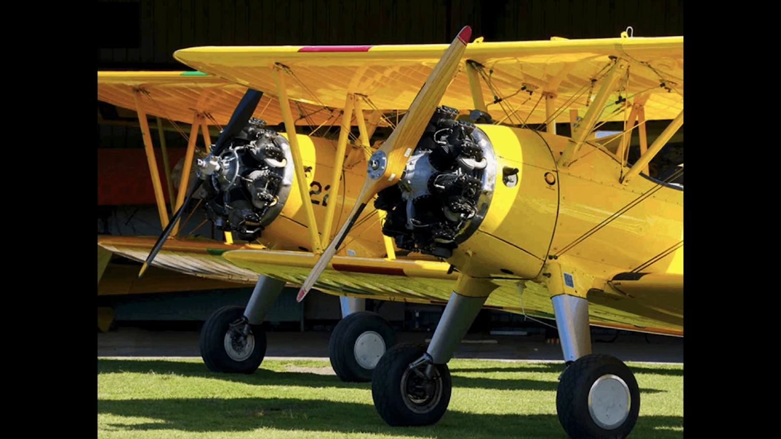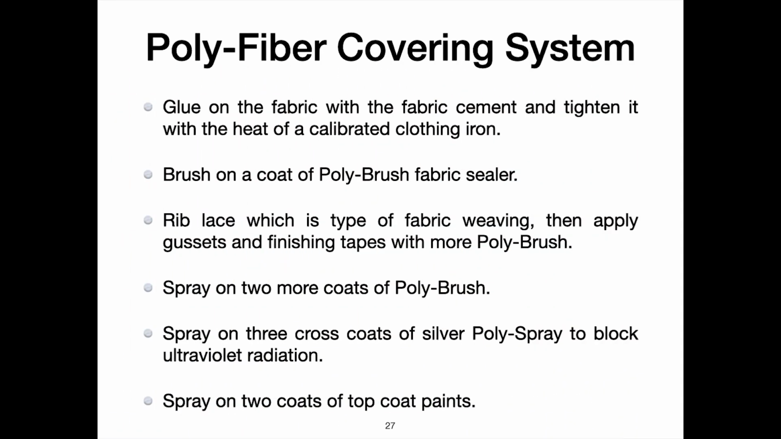So this coating here, its weight is adjustable. They are also easily repairable and can withstand harsh weather conditions. Basically, there are 6 steps in the process. Step 1, glue on the fabric with the fabric cement and tighten it with the heat of a calibrated clothing iron.